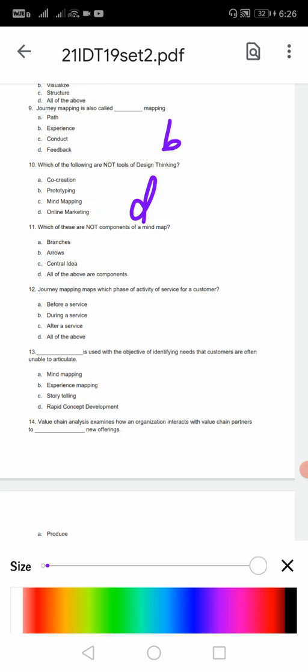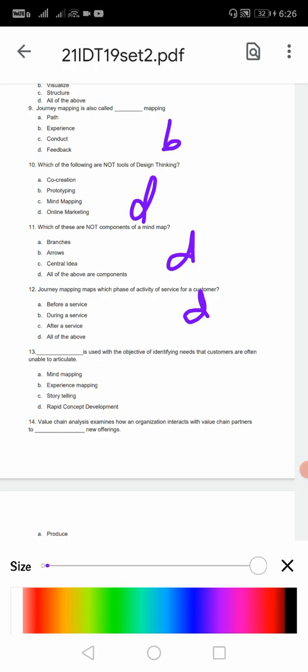For 11th, which of these is not a component of a mind map? For the 11th question, it is D, all of the above. Branches, arrows, and central idea. 12th, journey mapping maps which phase of activity of service of a customer? For the 12th, the answer is again D, all of the above. Before service, during service, after service. So it is throughout the journey.